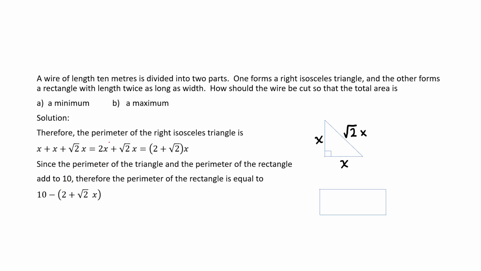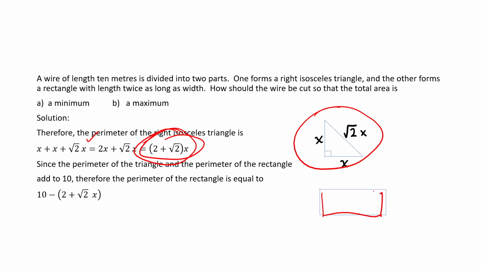Now, the perimeter of the right isosceles triangle will therefore be x plus root 2 times x, which is ultimately the same as 2 plus root 2 times x. And so we have the perimeter of the isosceles triangle. Well, that means the remaining must be 10 minus this quantity. That will be the perimeter of the rectangle. There's actually a little typo here. That bracket belongs right there. So it's 10 minus the quantity 2 plus root 2 times x. That's the perimeter of the rectangle.